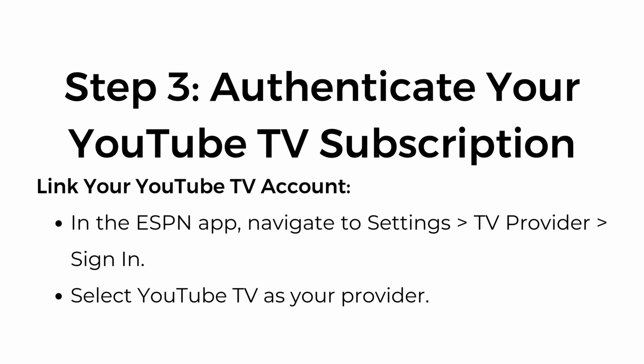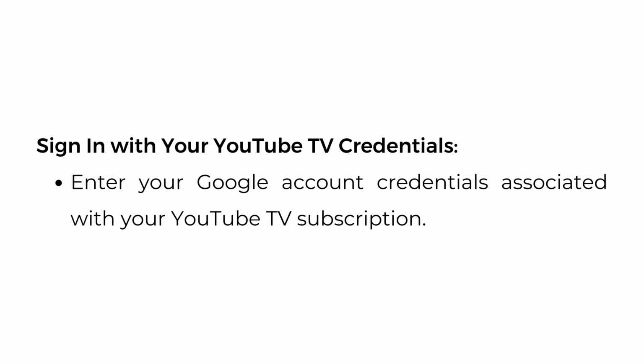Step 3. Authenticate your YouTube TV subscription. Link your YouTube TV account. In the ESPN app, navigate to Settings, TV Provider, sign in. Select YouTube TV as your provider. Sign in with your YouTube TV credentials. Enter your Google account credentials associated with your YouTube TV subscription.